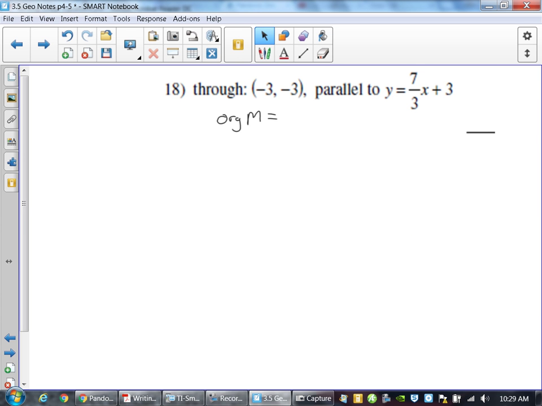I'm sorry, what was that? 7/3. What is parallel to a 7/3? 7/3. All right. Use point slope with the given values. Point slope, remember, and you fill in the blanks. You've got your slope and you've got your points. Now, instead of writing minus and negative, what am I going to shortcut that to be? Plus. So it's y plus 3 is 7/3.